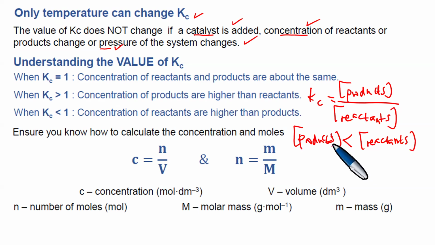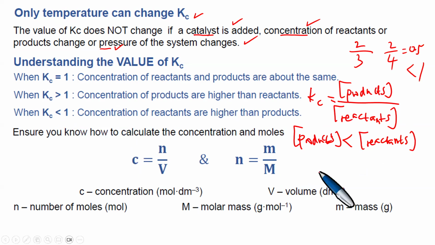So the reactants have a greater concentration. Maybe this one is 2, and then the reactants have a greater concentration, maybe 3. Or we have 2 and then maybe 4 there. And 2 over 4 is 0.5, which is 1/2. You'll be able to see that 1/2 is smaller than 1, meaning that Kc is smaller than 1 when the concentrations of the reactants are higher than products.